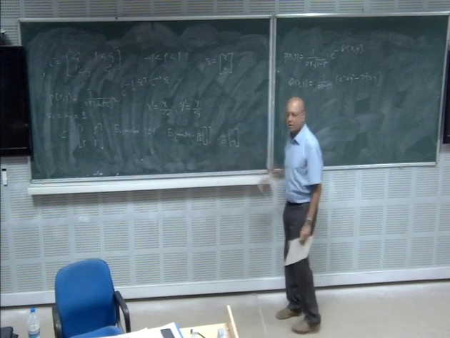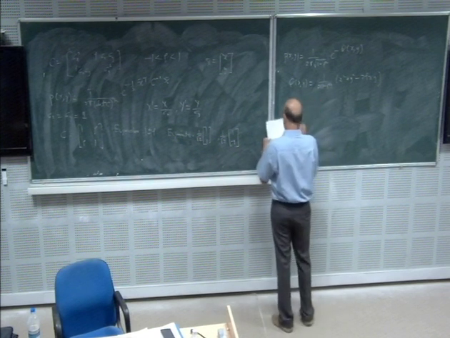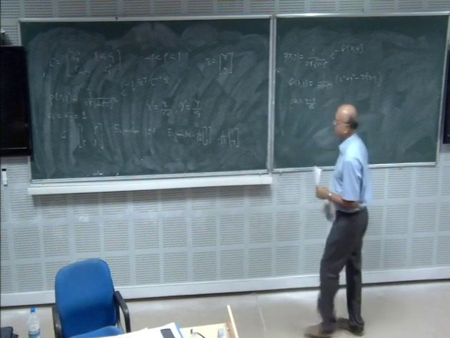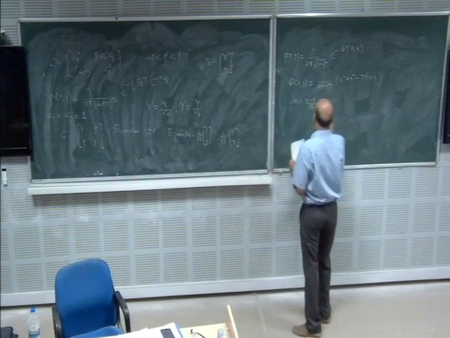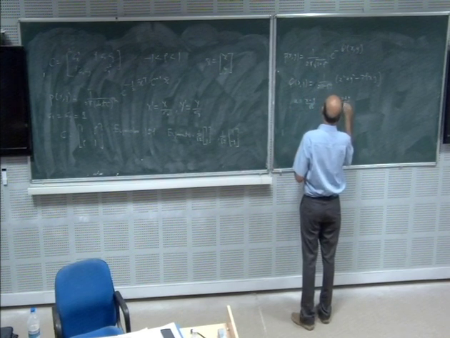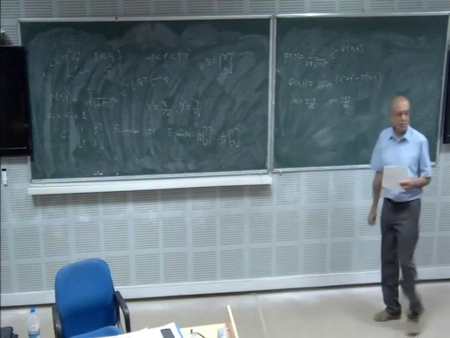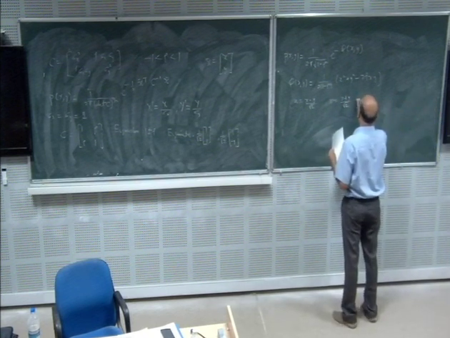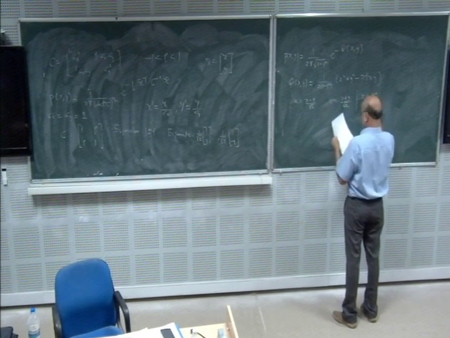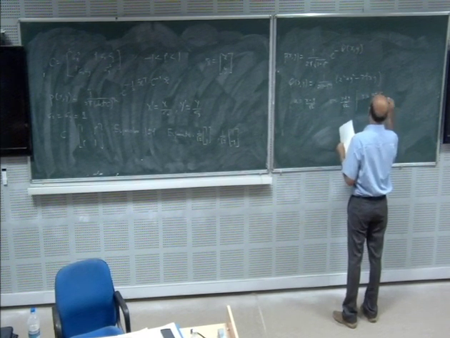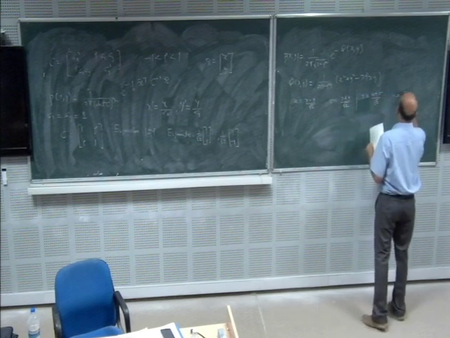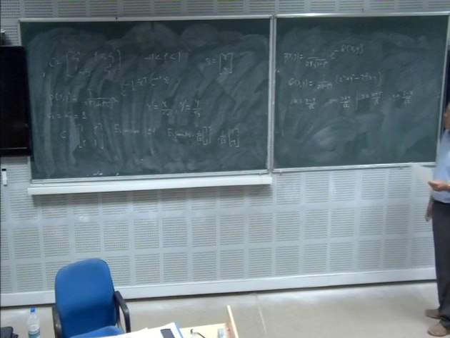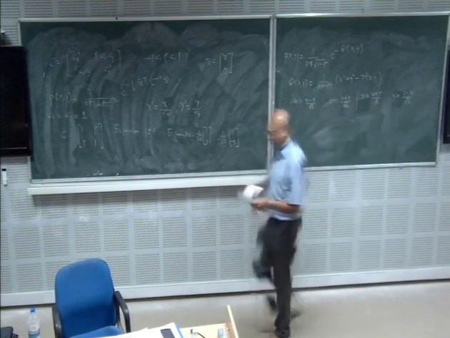So if you put u equal to (x minus y) over root 2, okay, that is corresponding to this, and v equal to (x plus y) over root 2. Okay. So if you do this, that is the same as putting x equal to (u plus v) over root 2, and y equal to (v minus u) over root 2. So that is the inverse transformation.